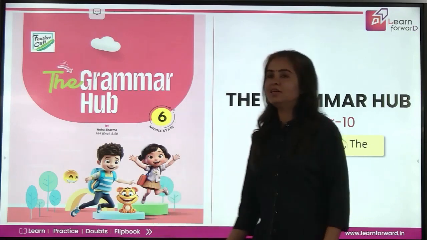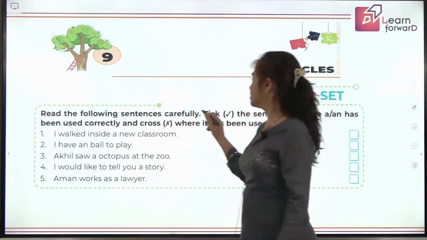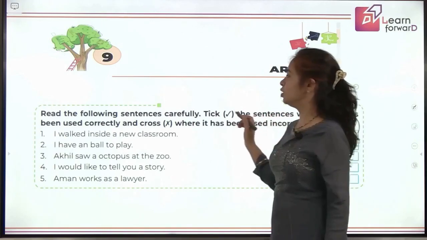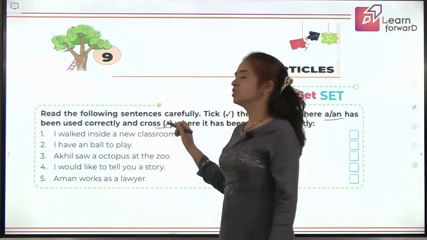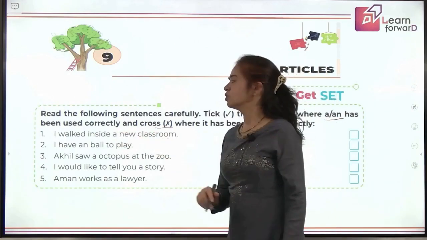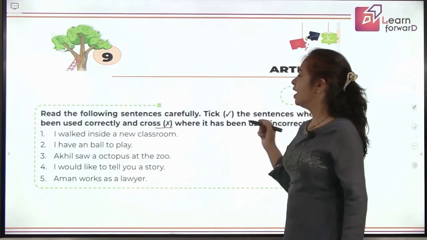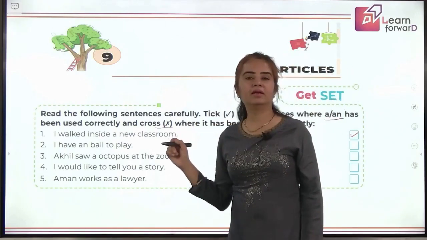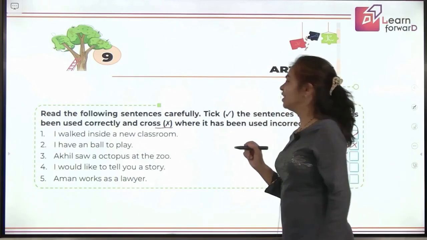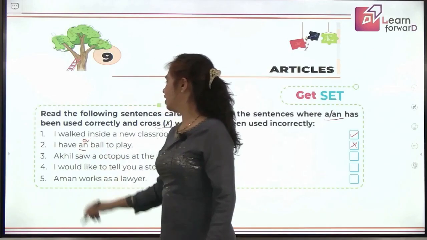Let's start the journey. So we have here: read the following sentences carefully, tick the sentences where a and an have been used correctly and cross where there is an error. I walked inside a new classroom. Is it correct? Okay, so you say it's right. I have an ball to play. That is wrong. Okay, can you tell me what is the error here? That's perfect. This should not be an, this should be a. I have a ball to play.